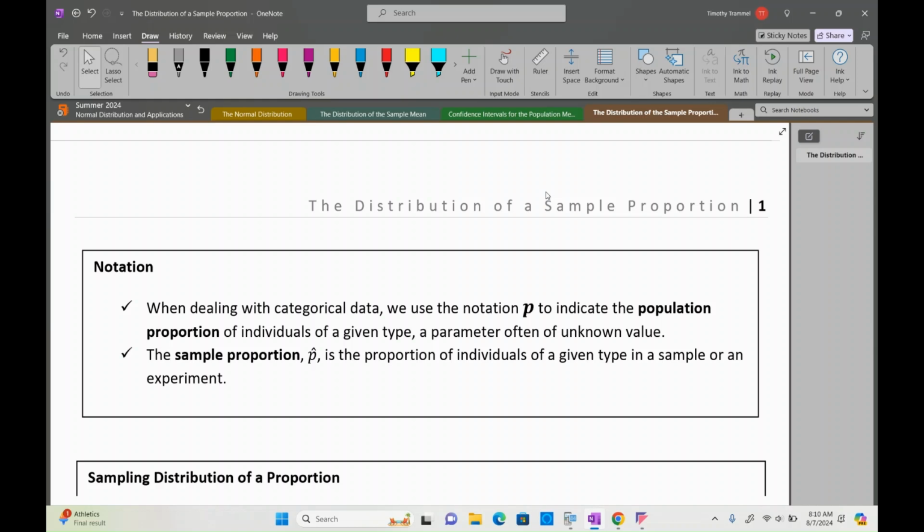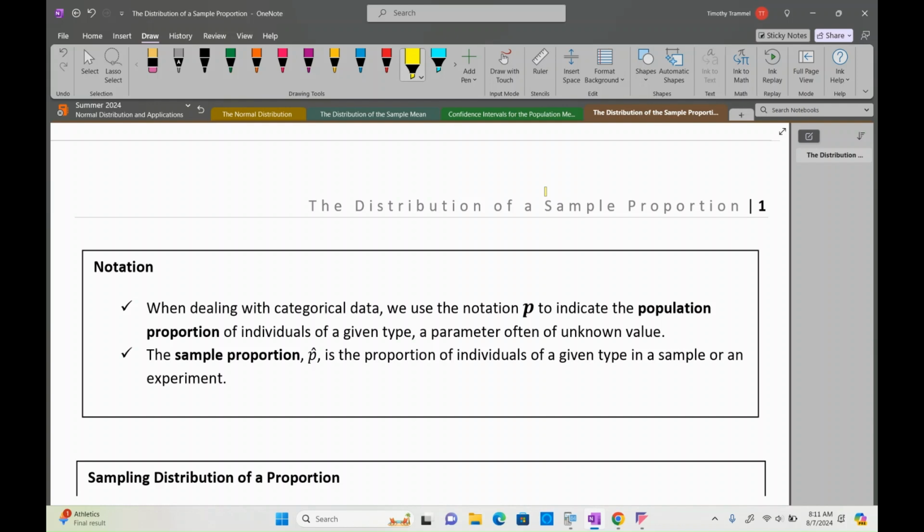In this video, we're going to cover the distribution of the sample proportion. And let's recall what a proportion is. A proportion is just the decimal form of a percentage. What this tells us then is that the proportion for anything is going to be between 0 and 1. Just like if we were talking about percentages, it would be between 0 and 100.